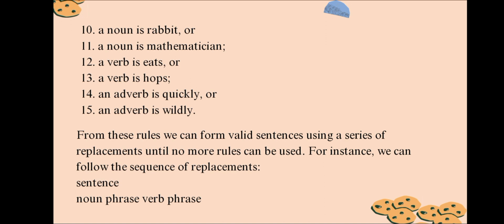Here are some other rules in this slide. A noun is rabbit, or a noun is mathematician. A verb can be eat. A verb can be hop. An adverb is quickly. An adverb can be wildly also. From these rules, we can form valid sentences using a series of replacements until no more rules can be used. For instance, we can follow the sequence of replacement: sentence, noun phrase, verb phrase, etc.